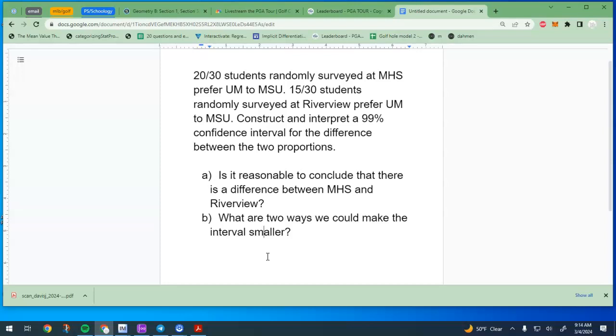The reason that's a huge interval is because that's just a really small sample size. 15 out of 30 and 20 out of 30, that's so small I can't even tell. So the other way I could do it would be to increase the sample size because then I have bigger numbers on the bottom of the fractions. If I'm dividing by a bigger number, that results in a smaller number, and then a smaller margin of error, and then a tighter interval. So you can also increase sample size.